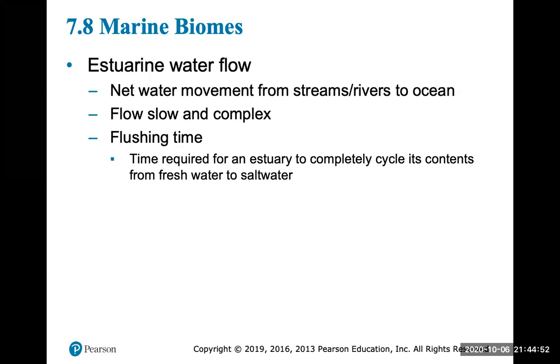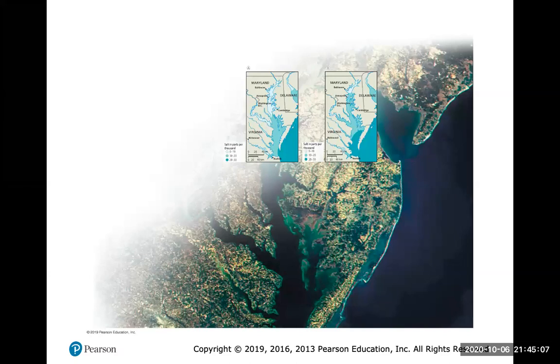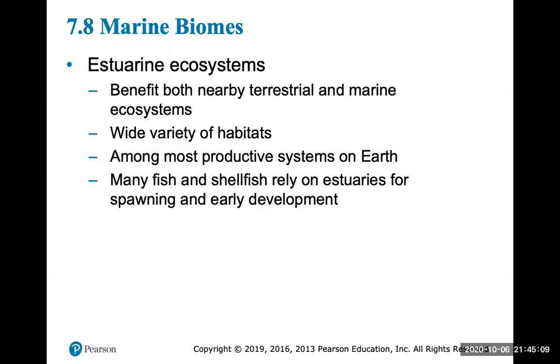Estuarine water flow: the net water movement from streams and rivers flows to the oceans. The flow is slow and complex, and the flushing time is the time required for the estuary to completely recycle its contents from fresh water to salt water. Estuarine ecosystems have a wide variety of habitats. It's one of the most productive systems on Earth. Many fish and shellfish rely on estuaries for spawning and early development.